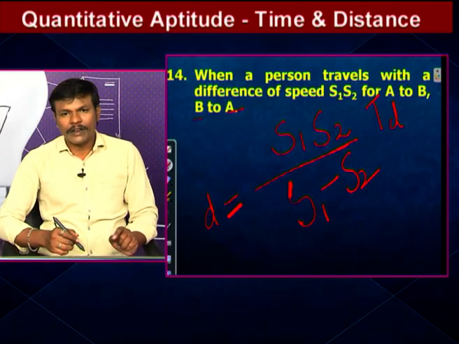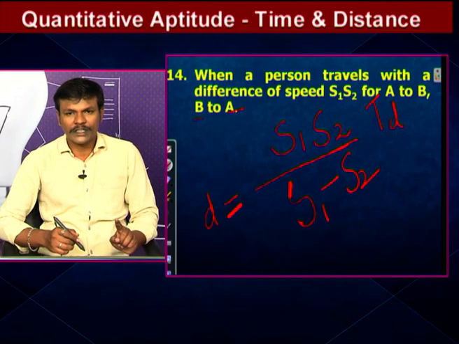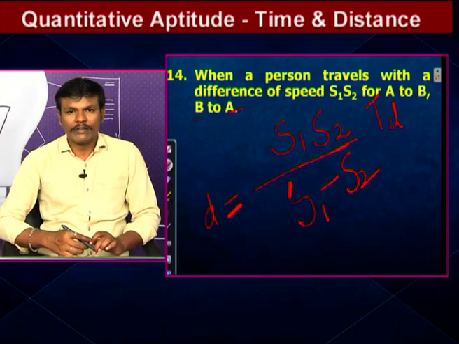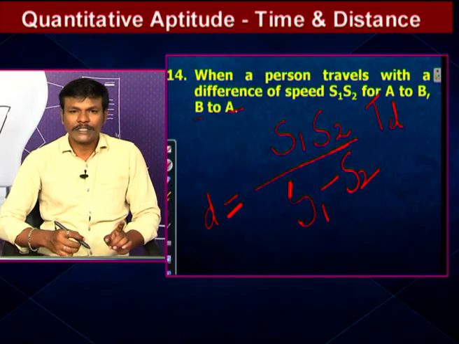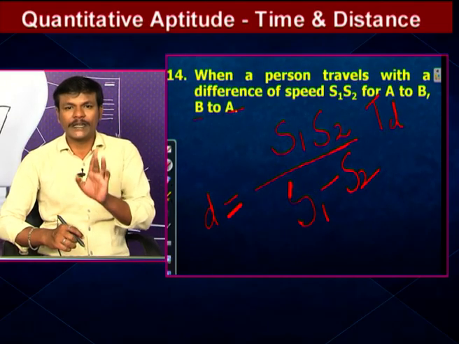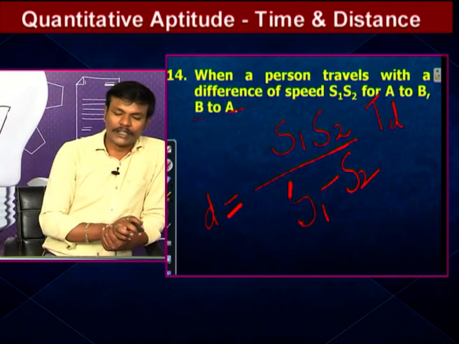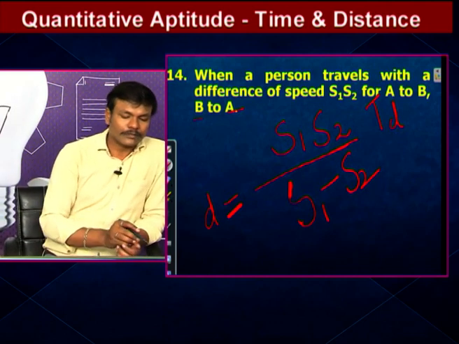For the average speed, when we have the total time, the sum of the time, S1 S2 by S1 plus S2 into total time. When we have the difference of time, meaning late or early, we have S1 S2 by S1 minus S2. When we have the difference of time, the difference of the speeds is in the denominator. Go for the next one.